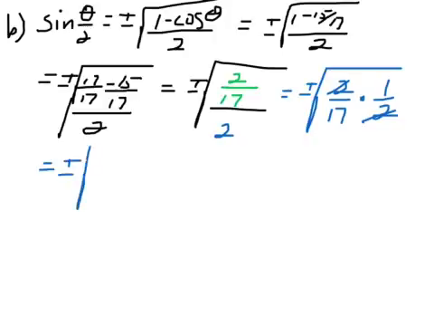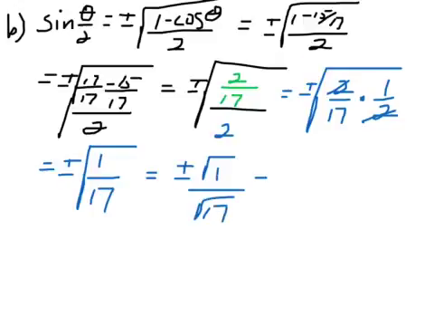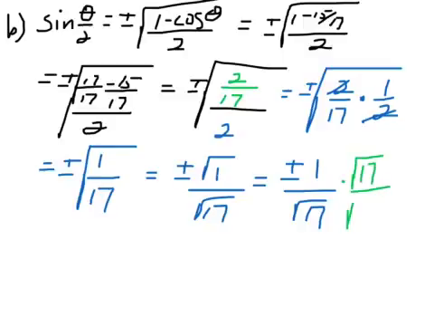So I'm getting plus or minus the square root of 1 over 17. I remember that with radicals, you could split them up like this. So isn't that going to be plus or minus 1 over the square root of 17? What do I need to do to that? Rationalize it, multiply by 1 in a funky form, square root of 17 over square root of 17. We'll get rid of the radical in the denominator, and I'd get the square root of 17 over 17, plus or minus.